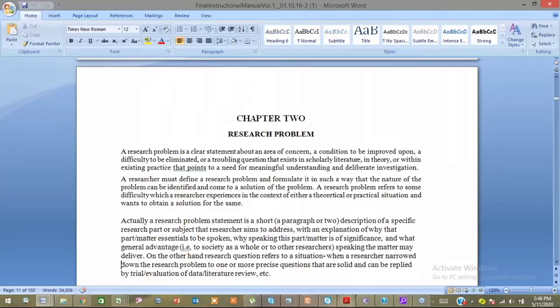This would help you to eventually know where you are heading. At the end of your research work, what you're going to be formulating, proposing, and recommending as a basis of the research conducted is going to be a solution to the research problem identified from the beginning of the research itself. So it's important. A research problem refers to some difficulty which a researcher experiences in the context of either a theoretical or practical situation and wants to obtain a solution for the same. That is the number one reason why we conduct research.